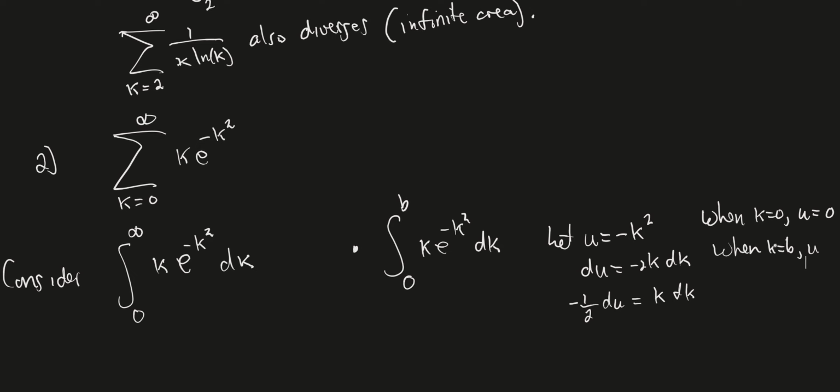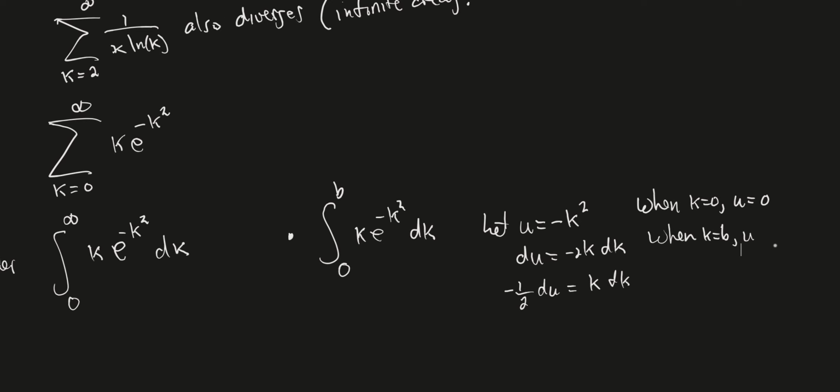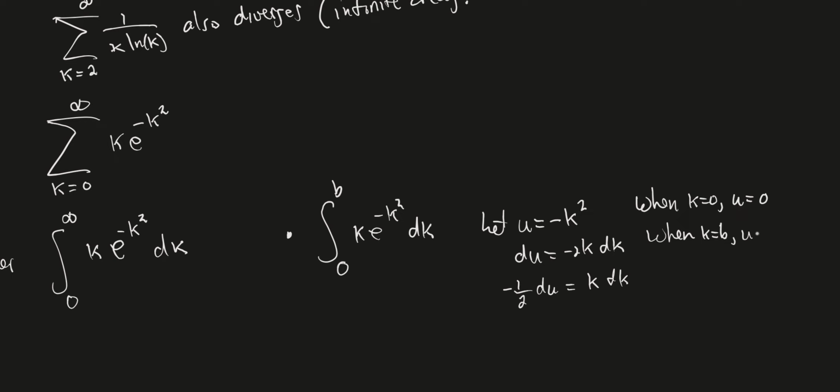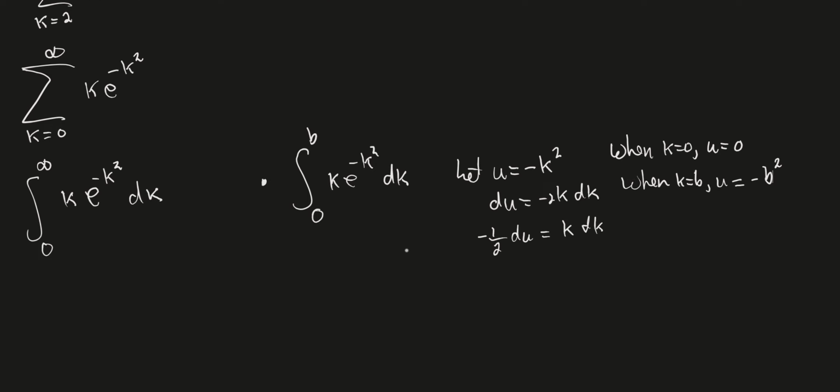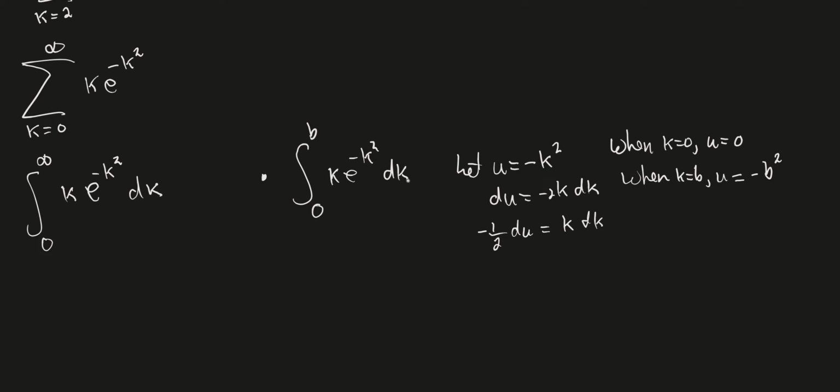Maybe let me see if I can scroll a little bit more over. There we go. So u will be equal to negative b squared. All right, so let's convert our integral over to one in terms of u. So let's see what we get. Our integral goes now from 0 to negative b squared, and then I have the e to the u, and then I have the negative 1/2 du.